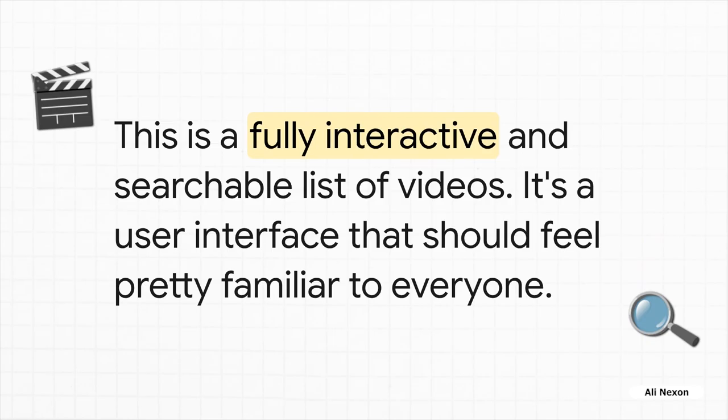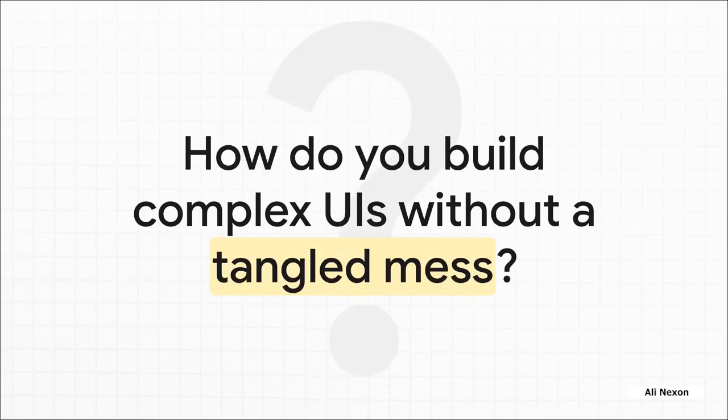Okay, so let's just dive right in with an example. Take a look at this. It's a pretty standard interface, right? You've got a search bar up top, a whole list of videos. You can scroll through them, click on them. It feels alive. It's interactive. And this brings up the million-dollar question for anyone building software. How on earth do you build something like this with all its moving parts without your code turning into a complete and utter tangled mess?